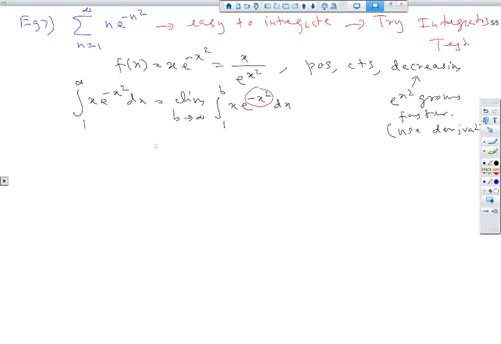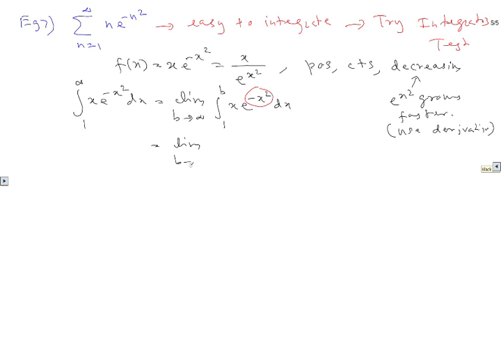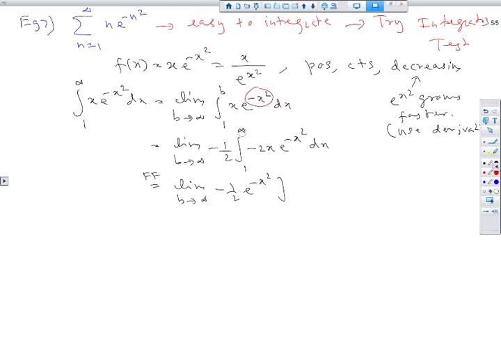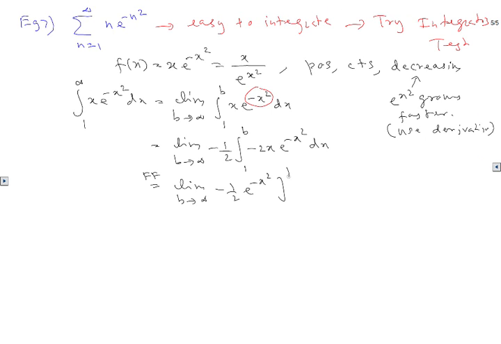So what we're going to do, we can write this as the limit as b goes to infinity. Negative 2 is missing, so you divide by negative 2, and then multiply inside by negative 2. That's the trick, and then we can use the formula trick. So you can see that this is simply e to the negative x squared, and then we evaluate it. Oh, actually I put infinity here, so let's change this to b. We're going to put b and 1, and you can see that this is easy to integrate.